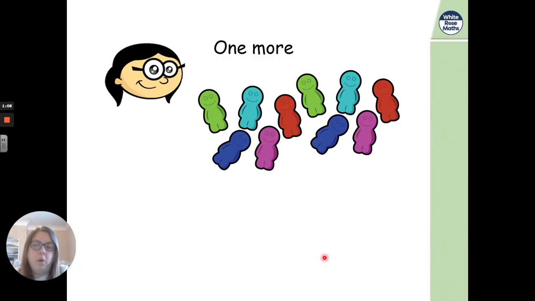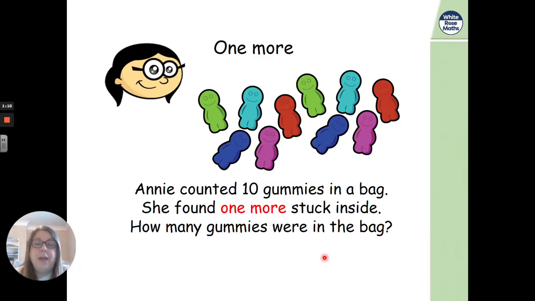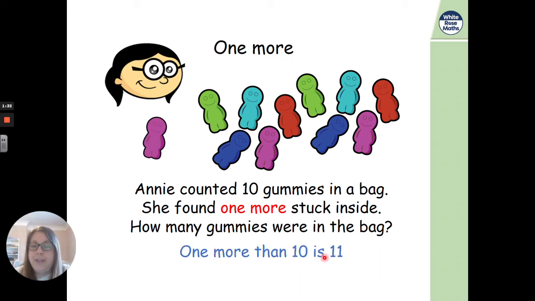So let's have a look at today's lesson then. We're going to look at one more first of all. Annie counted 10 gummies in a bag and she found one more stuck inside. She was really pleased. It's good when that happens, isn't it? How many gummies were in the bag? One more than 10. There's the one more. One more than 10 is 11, isn't it? Well done if you said that.